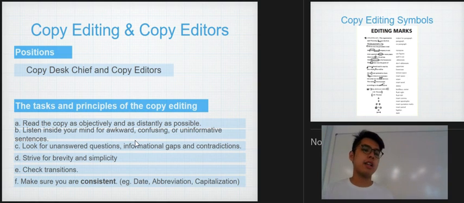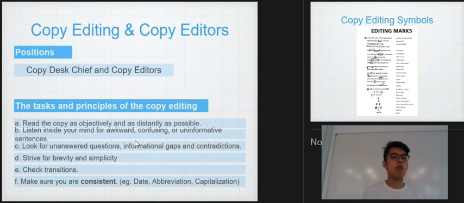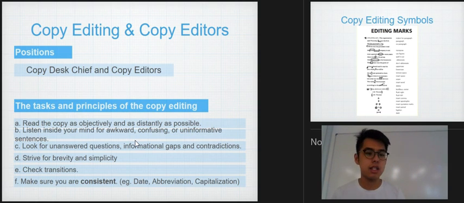There are some tasks and principles of copy editing according to the crash course, and one book I also refer to is The Art of Editing. There are so many tasks and principles listed, but I just list six of them, because I think they are important to share with you.